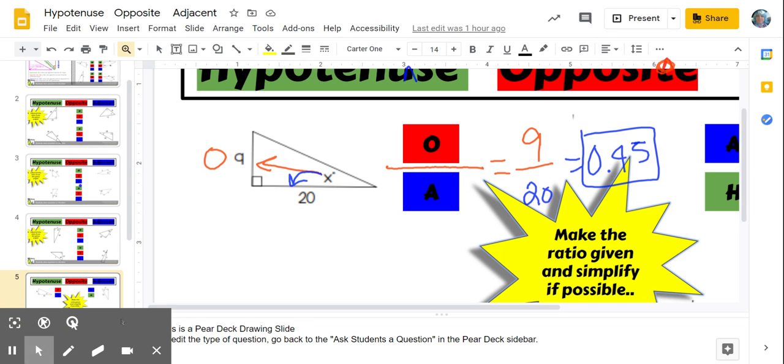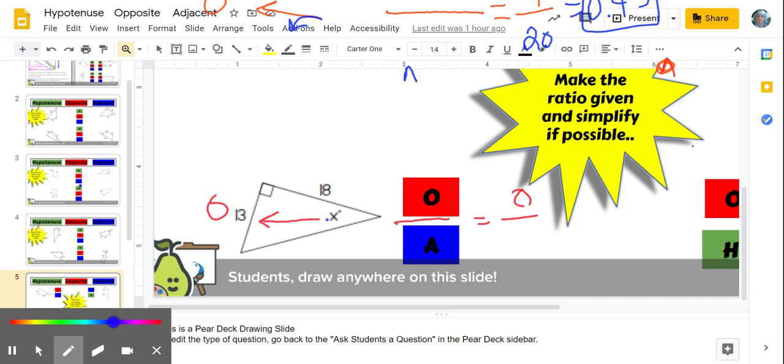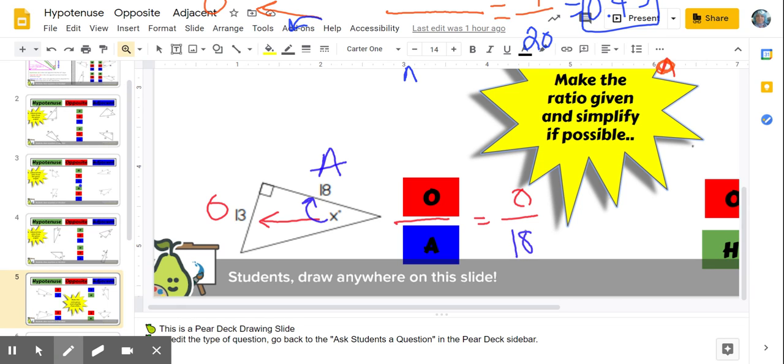So opposite, adjacent, we make a ratio and reduce it to a fraction. So what about the next one? Let's go down. What's the O here? The 13 or the 18? The 13. So that's the O. It's going to go in the numerator. And then the 18 is the adjacent because it's right next door. If you need to label the H, go ahead and label that H, okay?